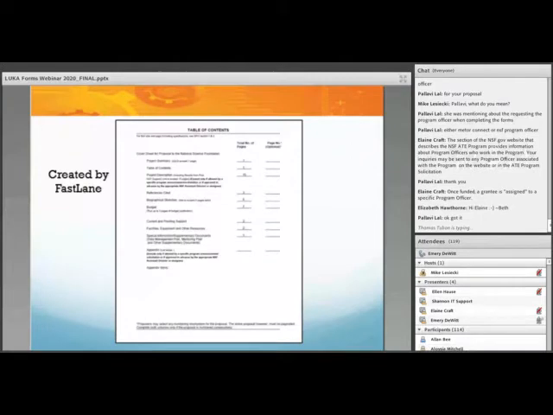This is the table of contents, and it's a freebie. FastLane automates this portion of the proposal. Keep in mind that where you input data will look a bit different than the print-ready page.